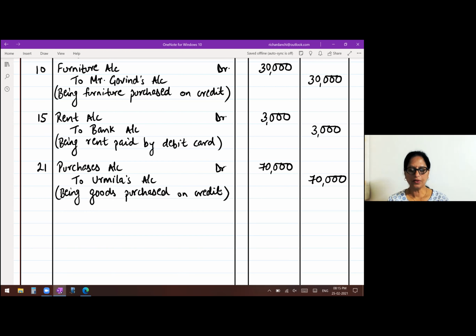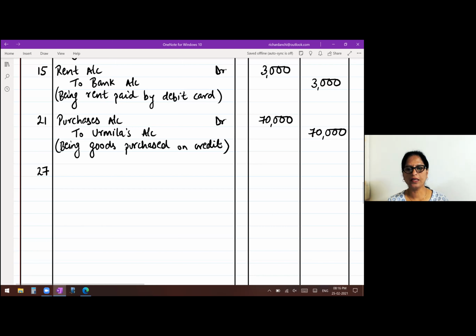Okay. 27th. Paid for transport, rupees 1,000 to United Transport. Now you're paying transport expenses, paid it is said. So transport is one of the accounts and you are paying by cash. If it's a nominal account, the other account has to be cash or bank. This I have told you in the class.